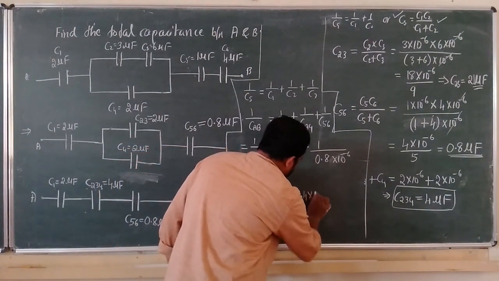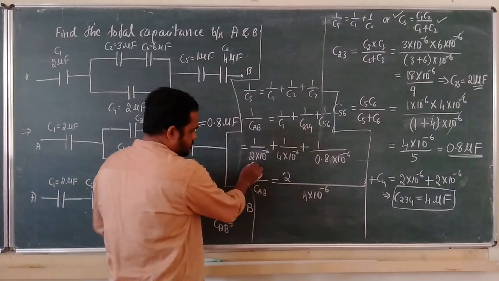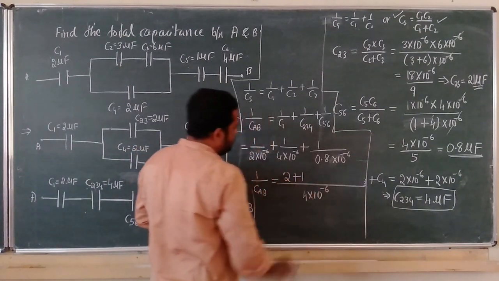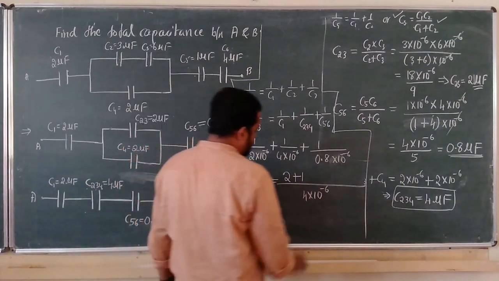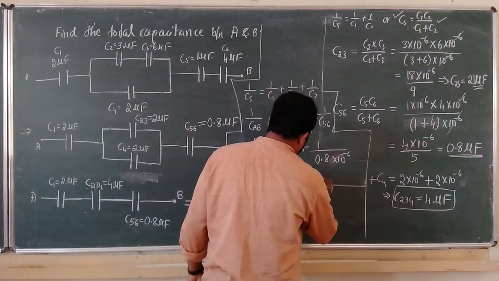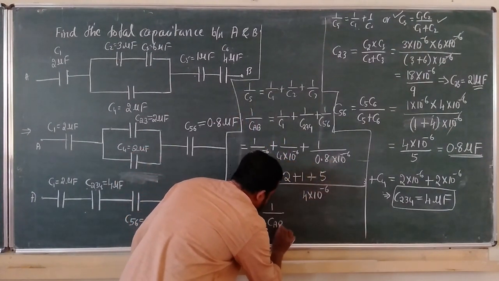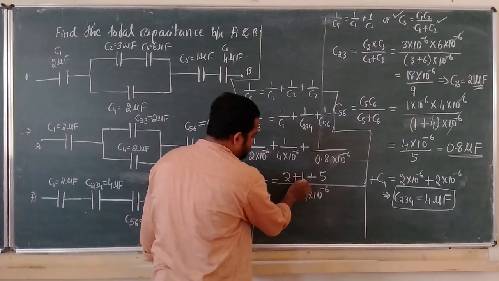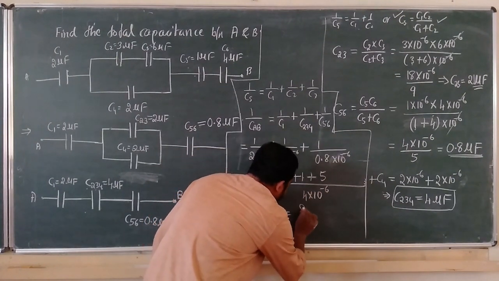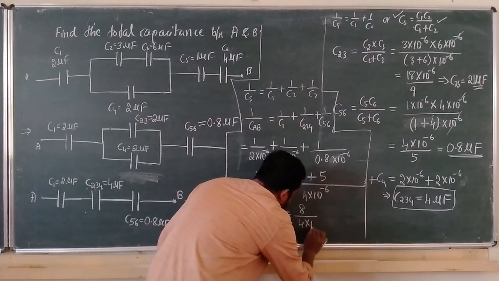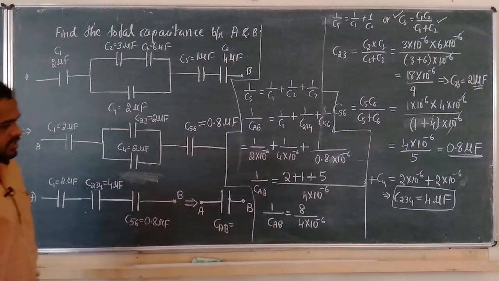Okay, so 1 by CAB can be written with 4 as the common denominator: 4 into 10 to the power minus 6, over 2 into 2 plus 1, plus 0.8 into 5 gives 4, therefore into 5. So 1 by CAB is equal to 2 plus 1, 3, 3 plus 5, 8, so 8 divided by 4 into 10 to the power minus 6.